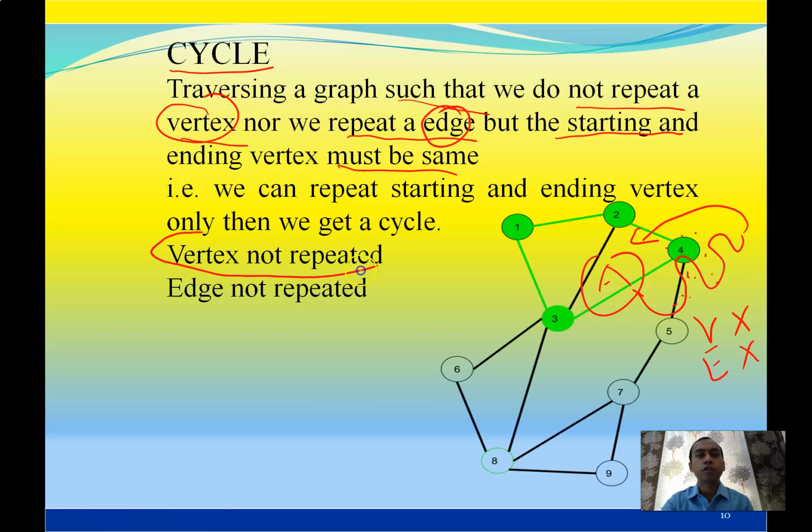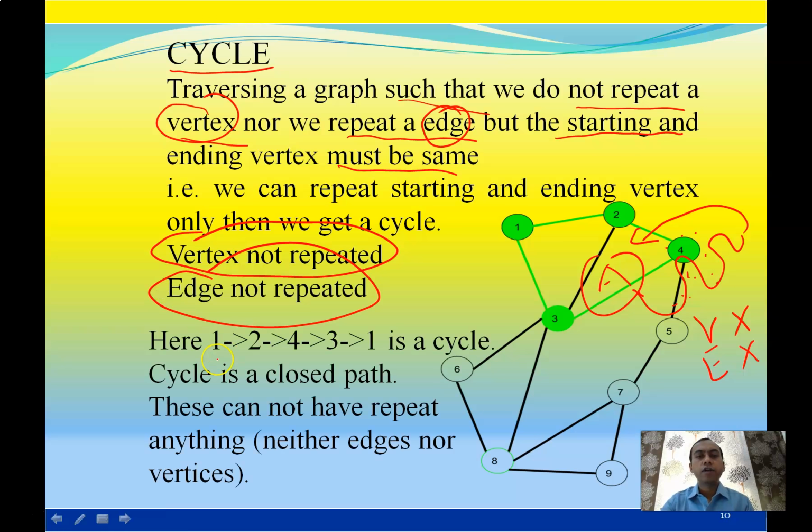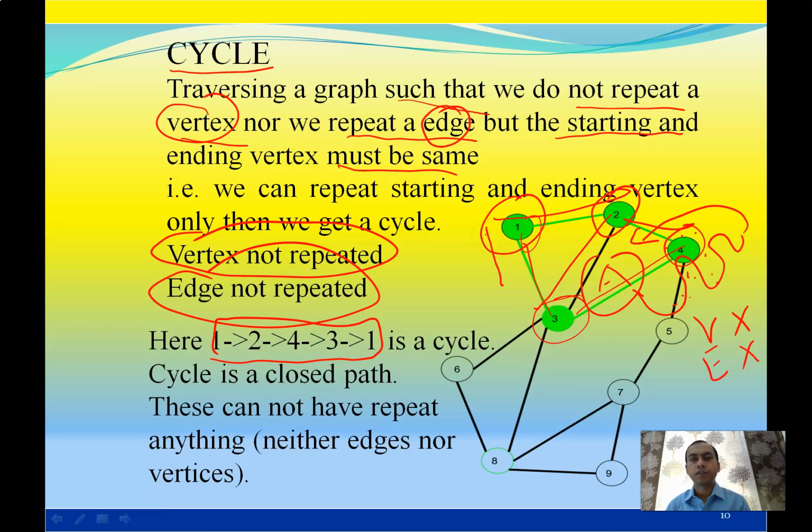Suppose that here 1, 2, 4, 3, 1 is a cycle. We are starting from 1, going to 2, to 4, and 4 to 3, and then 3 to 1. So this is a cycle. A cycle is a closed path. It cannot have anything repeated, neither vertex nor edge. Then it is called a cycle.